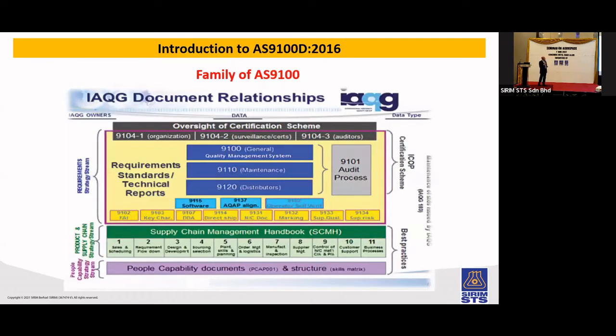The family of Aerospace 9100, so many. They have so many standards. Other than that, they have FMEA, they have APQP, their requirement in the standard. As you can see here, APQP or audit process of aerospace. There are 3 important standards here: general, maintenance, distributions, and so on and so forth. They have so many standards that we refer to regarding the AS requirement.